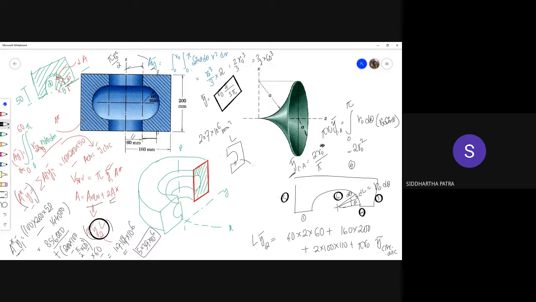So with that you can get L times y2 bar, and finally you can get the total surface area, area of revolution plus twice this area. Acha, so I think with that you can pretty much do this.